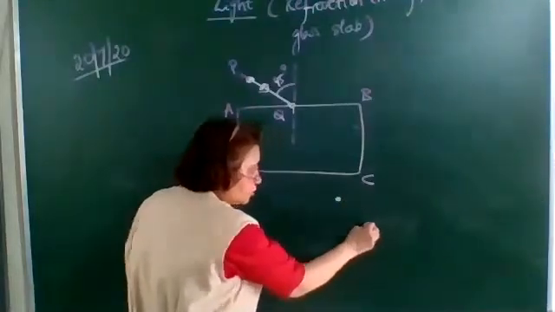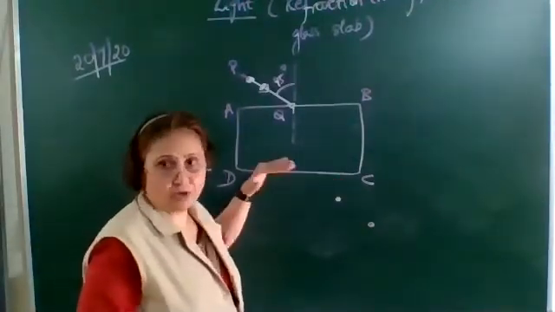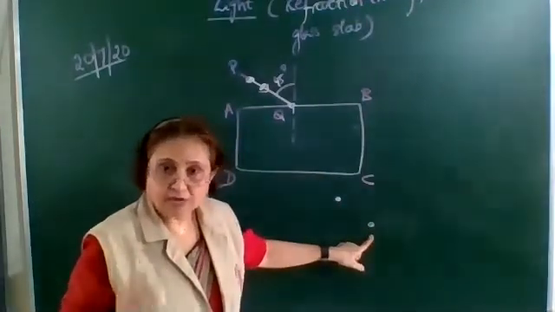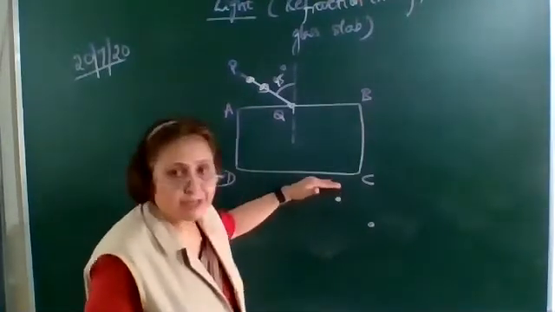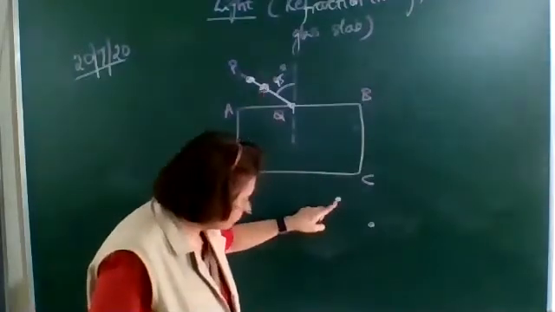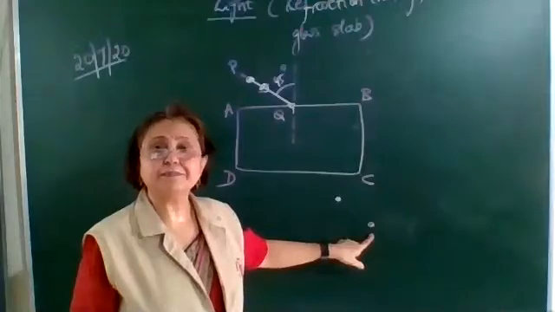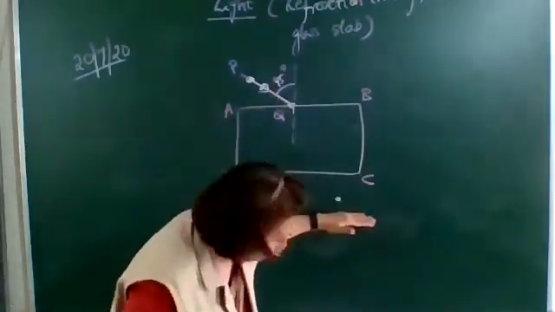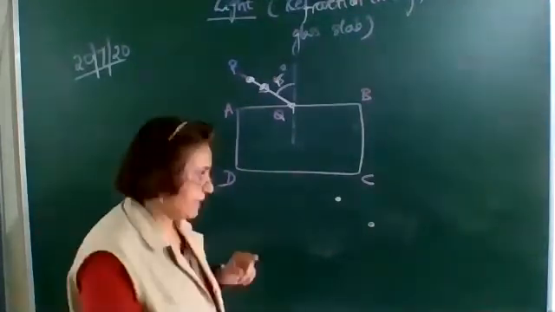Now you have to fix two more ball pins here, looking from the CD face. Looking from the CD face, fix two more ball pins such that all four pins appear to be in the same straight line. When you are looking from this CD face, you are looking at the images of these two pins, and two more pins you have to fix in such a way that all four pins appear to be in the same straight line.